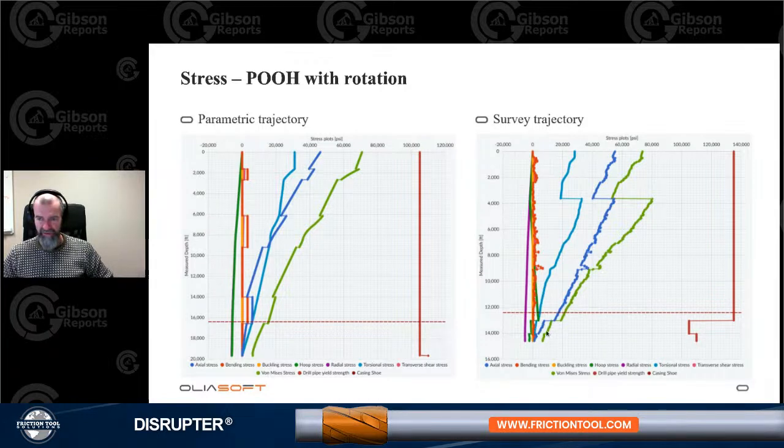And then we can also see here that the von Mises stress is the sum of them all, and of course always lies on the right side, and in this case even further from the yield strength of this drill string.